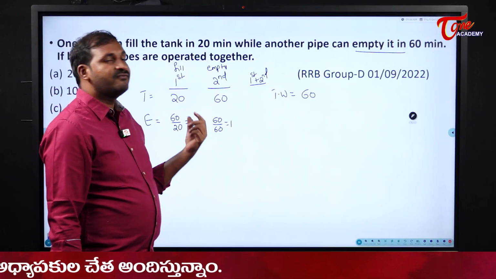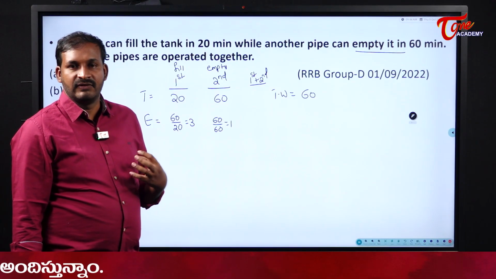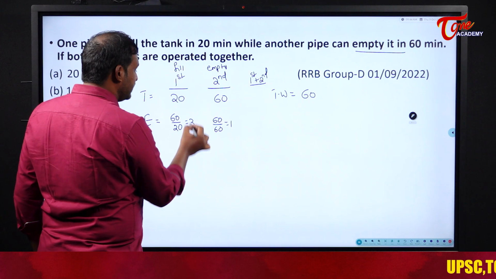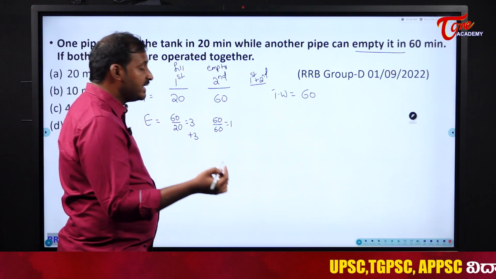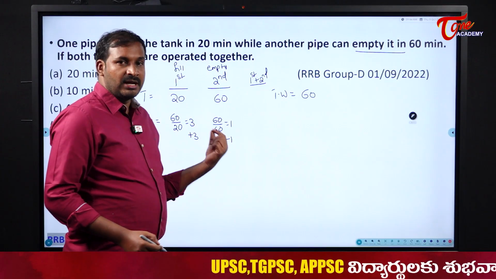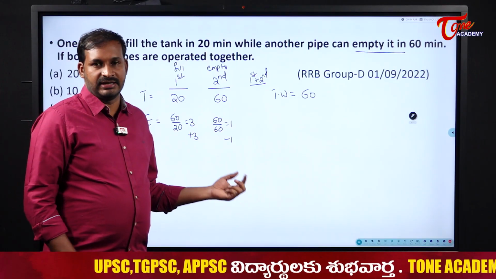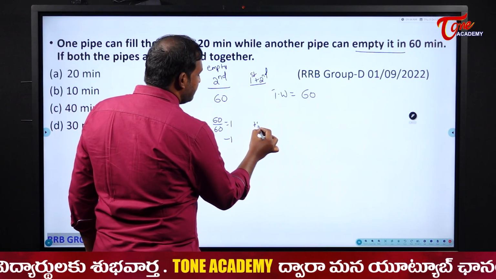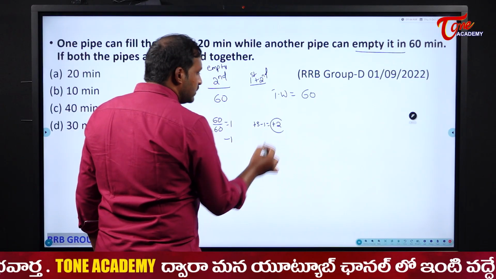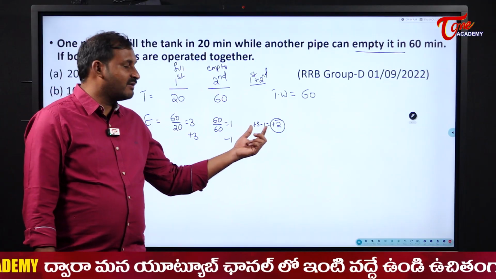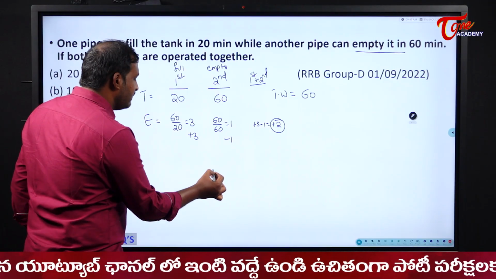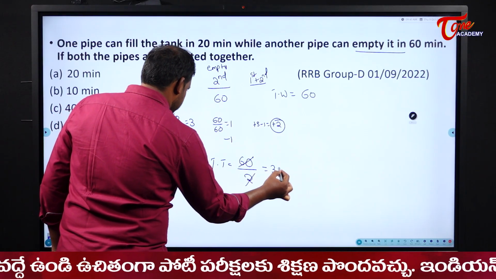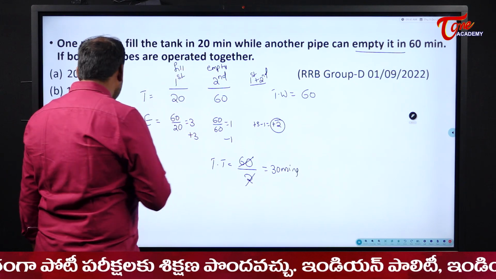Now see here students, filling is our requirement. Okay, understood. Now when filling is my requirement, I should take the fill pipe efficiency as positive and the emptying pipe as negative. So if it pours 3 liters, it will take out 1 liter. That is the logic here. So when they operate together, effectively plus 3 minus 1 will become plus 2. So effectively in a unit time, the tank will be filled by 2 parts. So time taken is equal to 60 by 2, that is equal to 30 minutes for us.